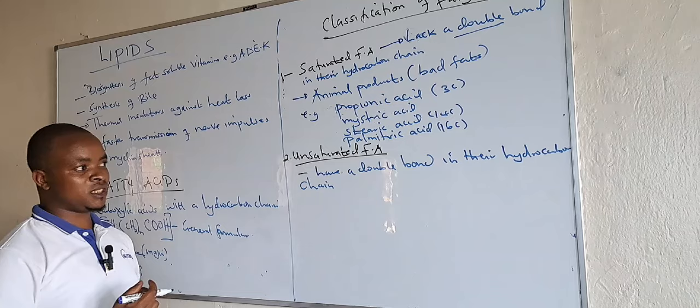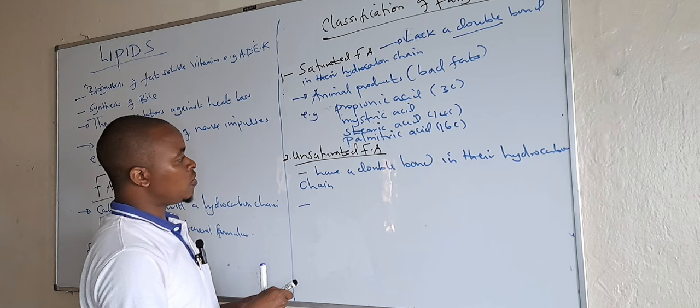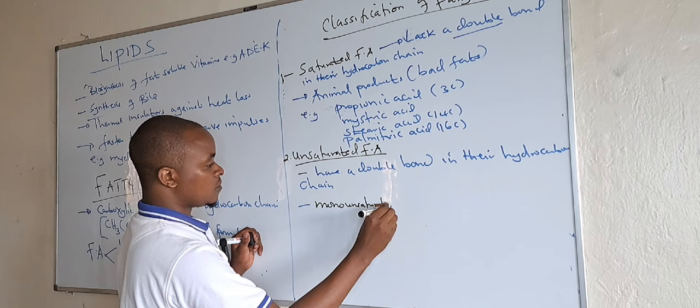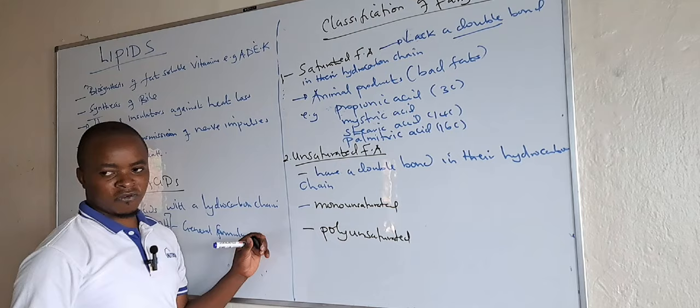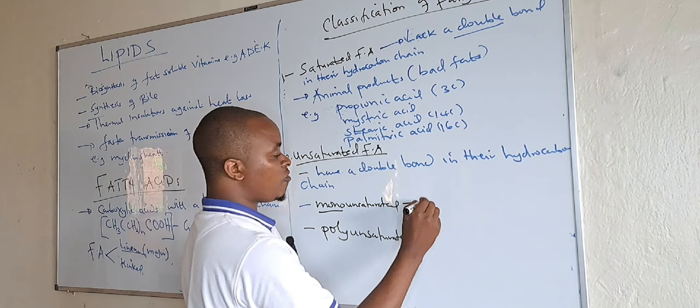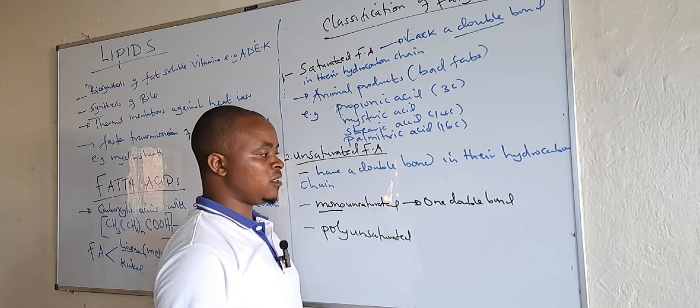So they are categorized into monounsaturated and polyunsaturated. These are categories of the unsaturated fatty acids, whereby mono means one. So these monounsaturated ones have one double bond in their hydrocarbon chain.